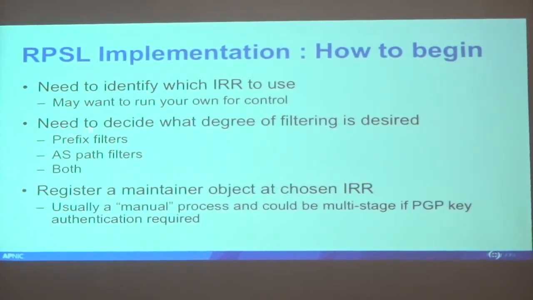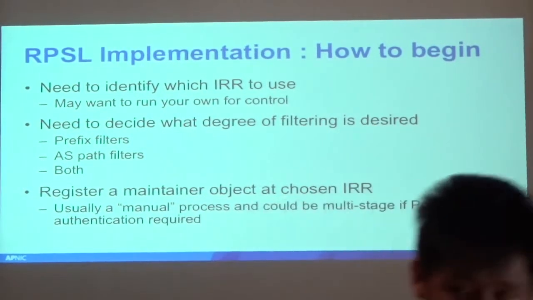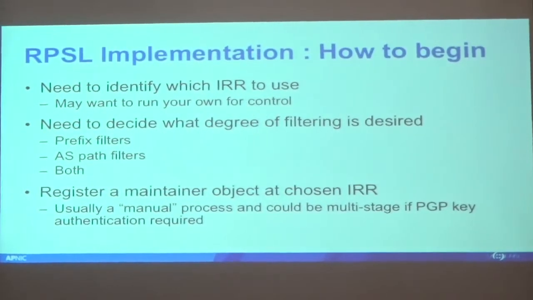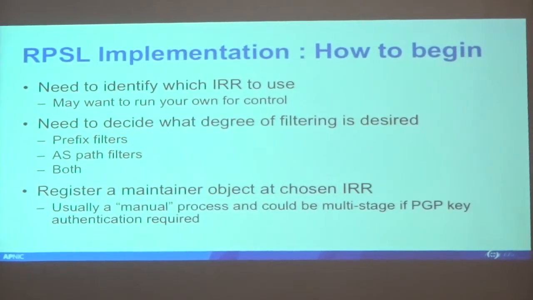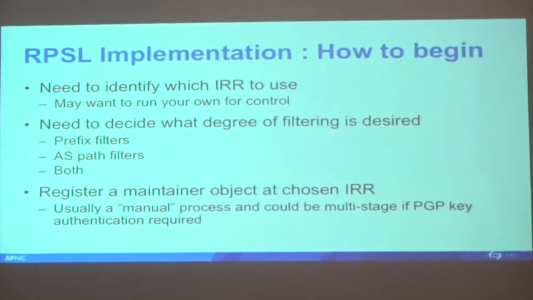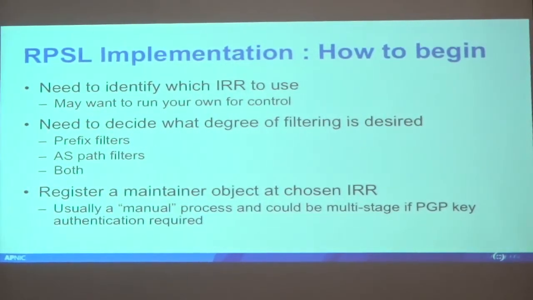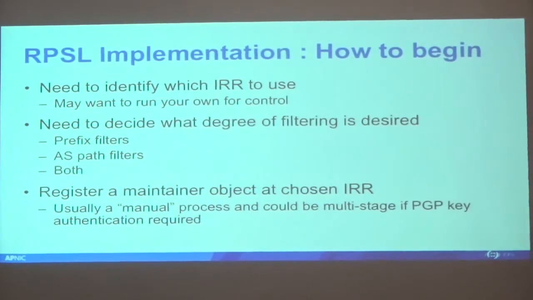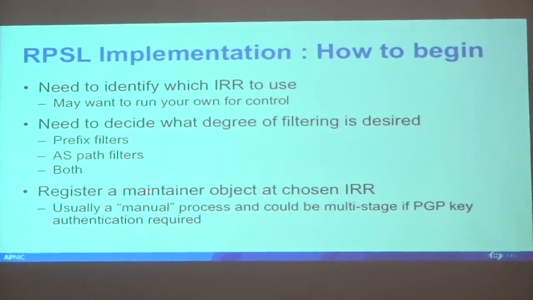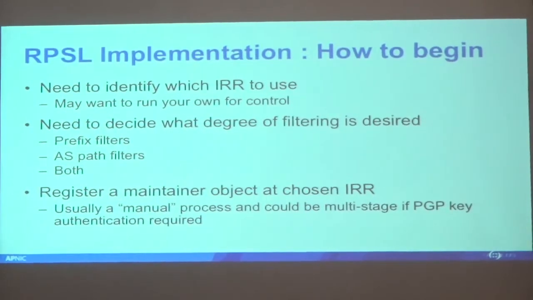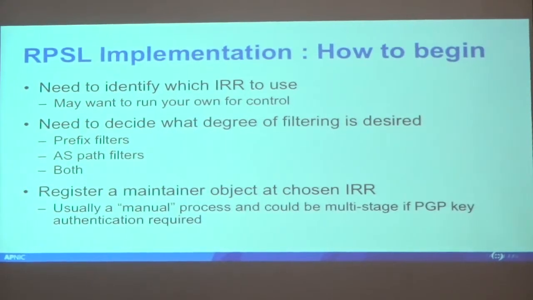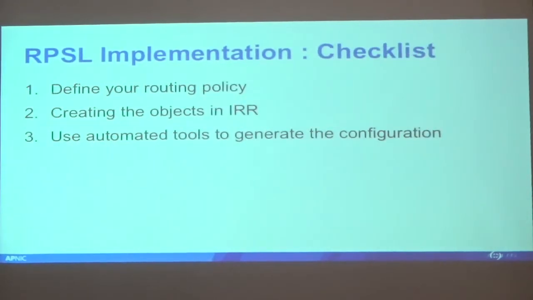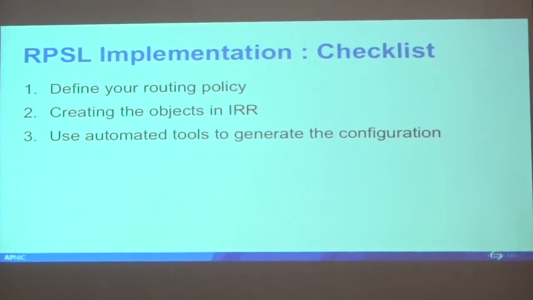Next, you have to decide what degree of filtering you want to implement in your network. You can do that by creating, say, your prefix filters, your AS filters, creating your route objects, your import-export statements, or maybe you can do both. The last one there is to register a maintainer object at your chosen IRR, and then manually update and complete that process. That's just the beginning. And then what's next after that? These are the steps. Think of it as your checklist.